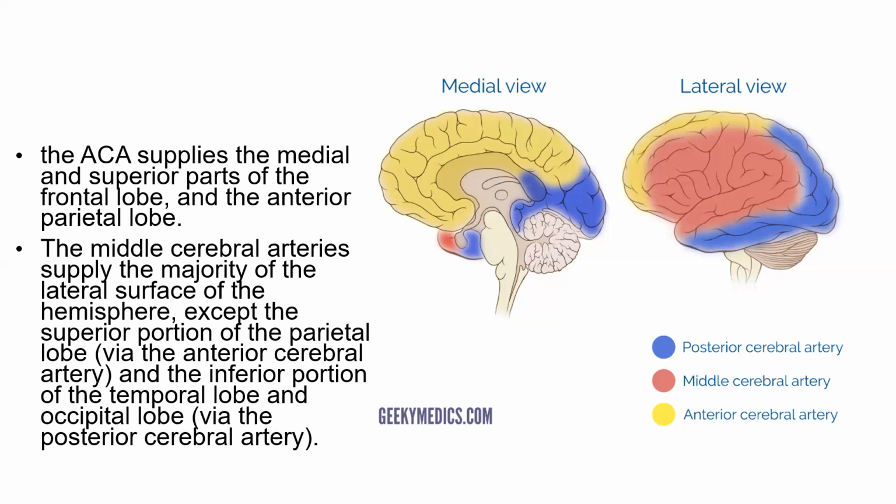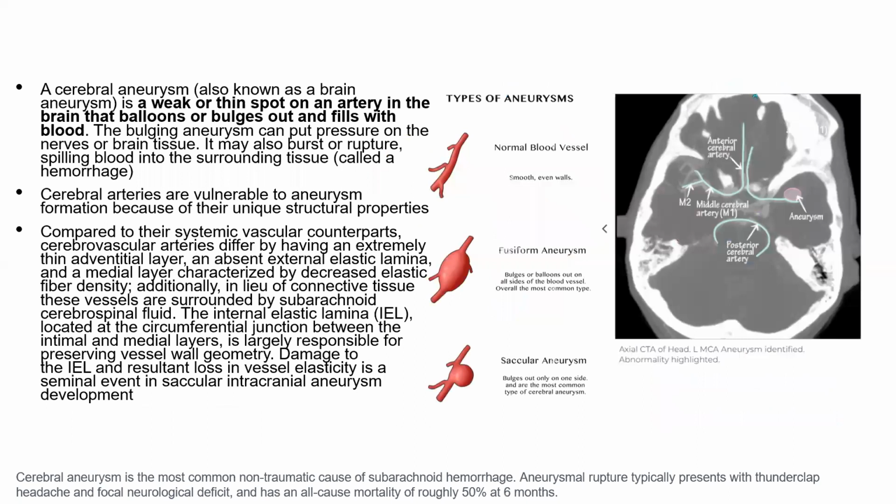So you can have this idea to know which of the vessels has been involved by the ischemic stroke. And for neurosurgeons, the cerebral aneurysm, which is also known as the brain aneurysm, is a weak or thin spot on an artery in the brain that balloons or bulges out, and it fills with blood. The bulging aneurysm can put pressure on the nerves or the brain tissue, and it may also burst or rupture, spilling out blood in the surrounding tissue, which is referred to as subarachnoid hemorrhage.